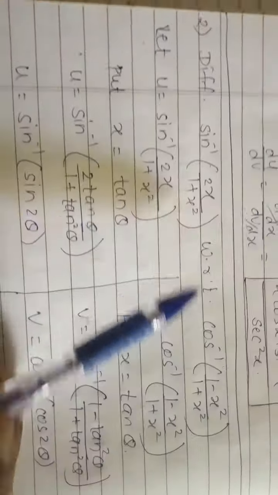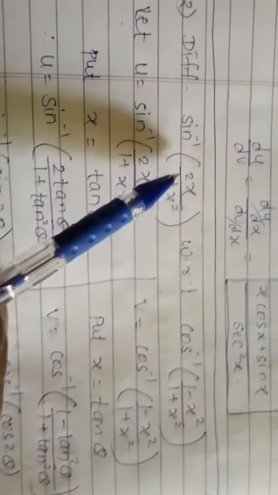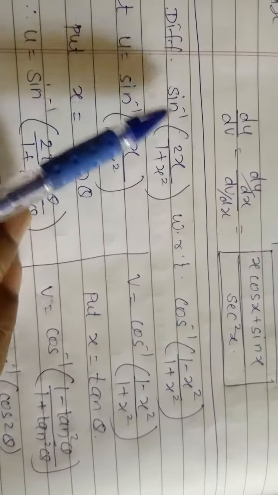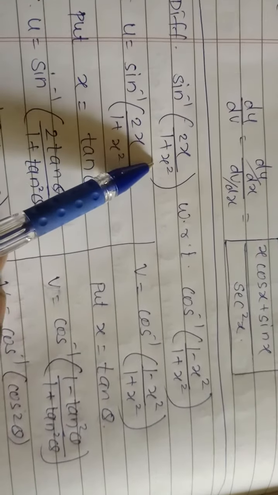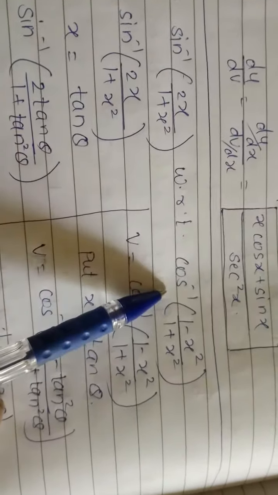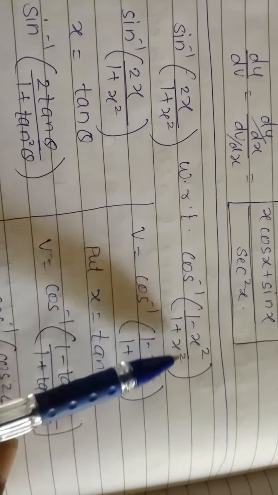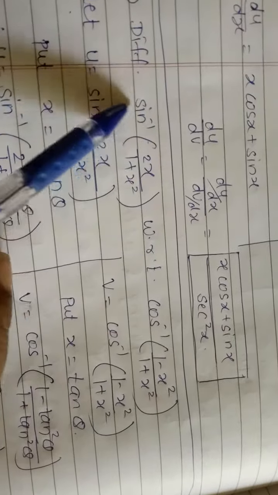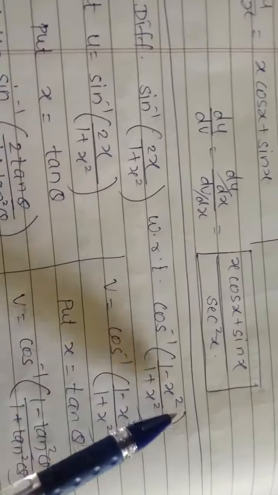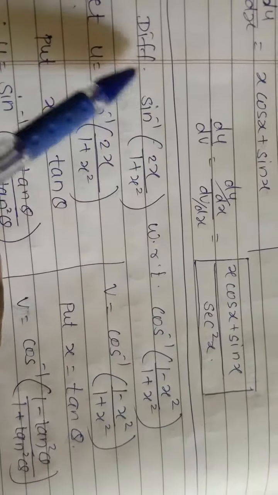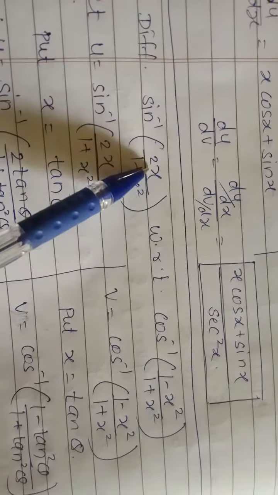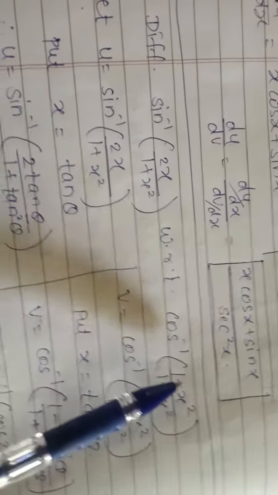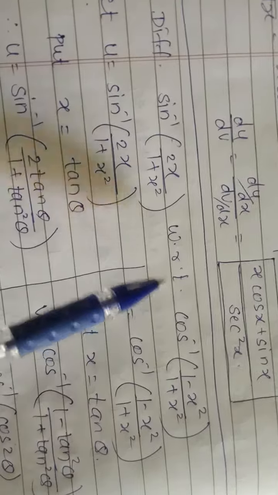Now see the second example, that is, all examples have the same question, that is differentiating sin inverse 2x upon 1 plus x square with respect to cos inverse 1 minus x square upon 1 plus x square. So again we have to consider the first function as u and the second function as v, and we have to differentiate u with respect to v, means we have to find out du by dv.